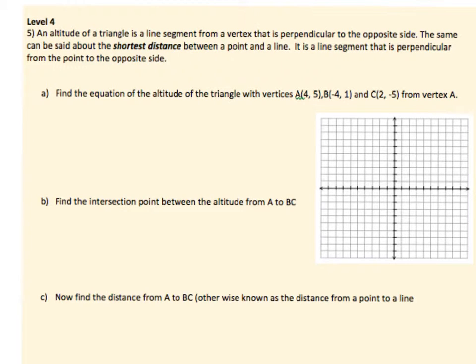Okay, level 4 is finding the distance from a point to a line. There's a couple different steps in order to do this, so I'm going to take you through each one. First, we need to define what an altitude of a triangle is.